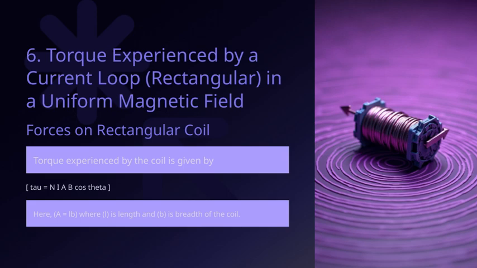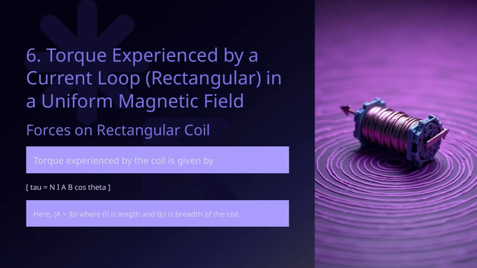Now, let's break that down. The torque experienced by the coil depends on several factors. N is the number of turns in the coil, I is the current flowing through it, A is the area, B is the magnetic field strength, and theta is the angle between the plane of the coil and the magnetic field. This formula helps us understand how the coil behaves when placed in a magnetic field.